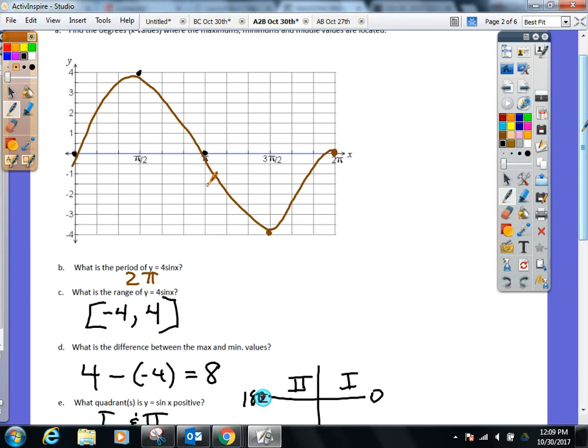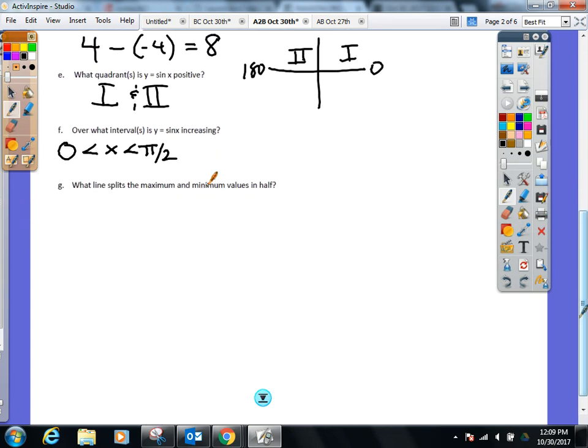Is that the only place you see an increase, Anna? Going uphill. You saw it here, right? And now we're decreasing, decreasing, decreasing, decreasing. And then what starts to happen here? And so at 3 pi over 2 to 2 pi. Everyone see the increase there? 3 pi over 2 to 2 pi. So also from 3 pi over 2 to 2 pi. So two places.